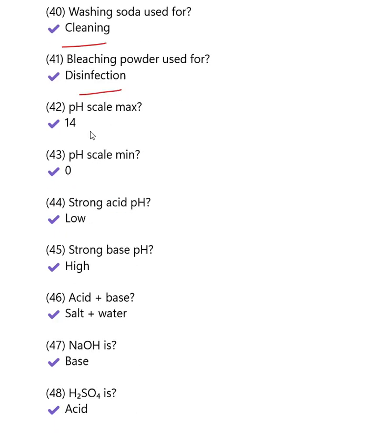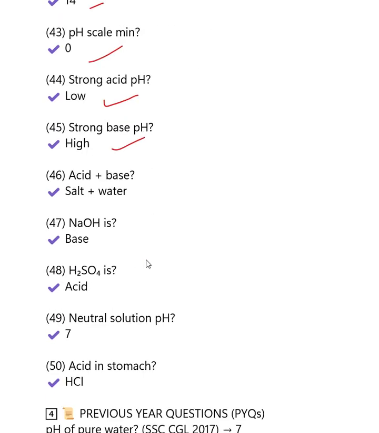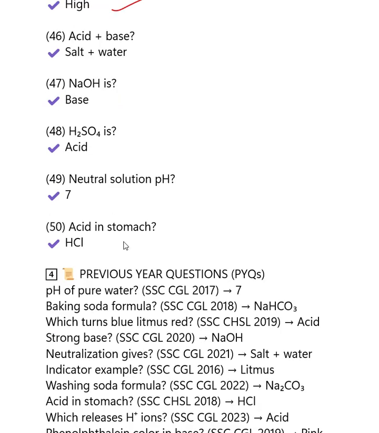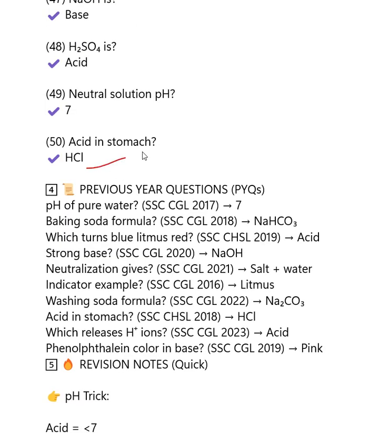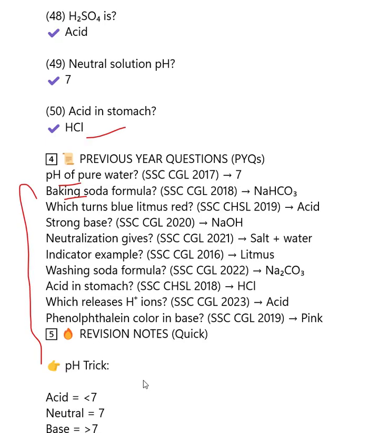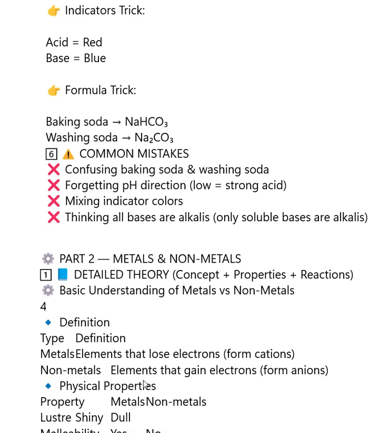pH scale maximum is 14 and minimum is 0. Strong acid pH low, strong base pH is high. Acid in the stomach is HCl. pH of pure water, that is 7. Baking soda formula, that is NaHCO3. All you have covered. Baking soda NaHCO3 and washing soda Na2CO3.